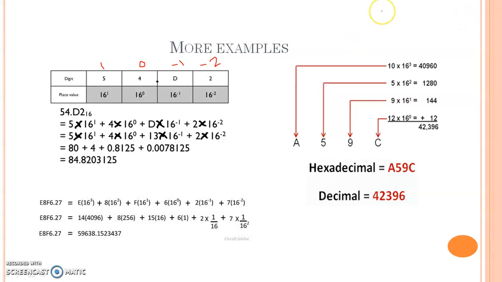Okay. And one more example. You need to convert A59C to the decimal number system. So you know that for A it is 10 into 16 raised to 3, and for 5 it is 5 into 16 squared, 9 into 16 raised to 1, and for C it is 12 into 16 raised to 0. The product sum has to be added, and then the result is 42,396.